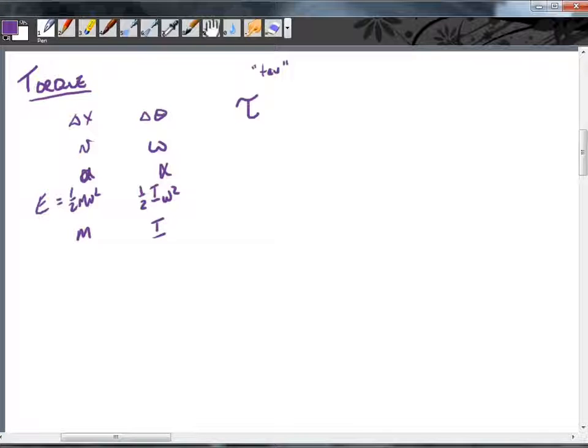This is not related to the tau cannon that you see in Half-Life 2 that's mounted on the buggy when you go on.